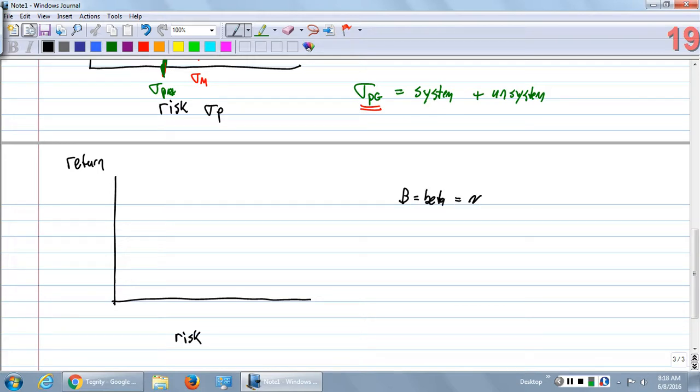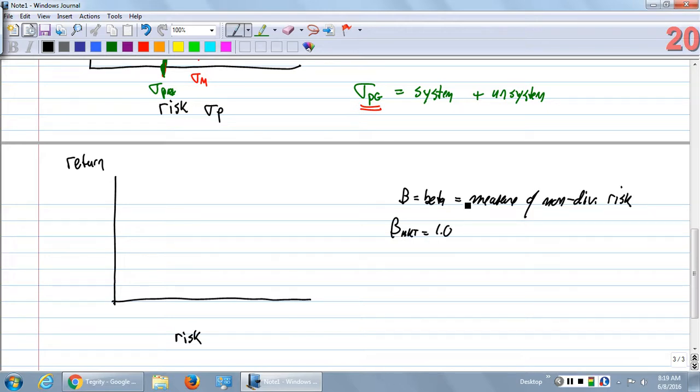Beta is a measure of non-diversifiable risk. Beta is a measure of how an asset moves relative to the market. You remember, I'm sure, that the beta of the market is equal to 1.